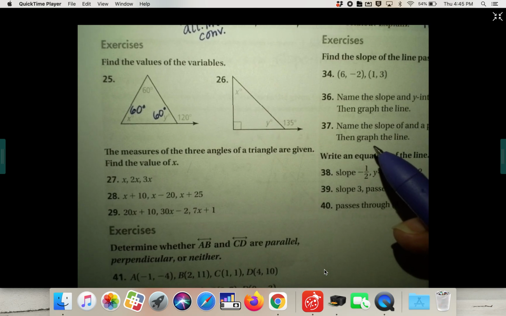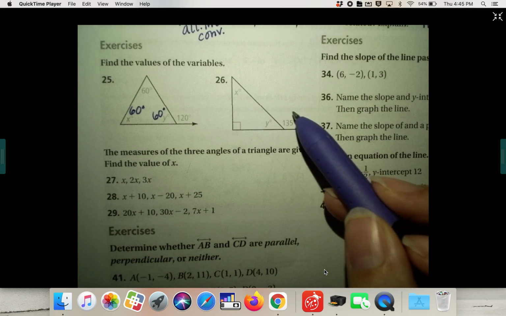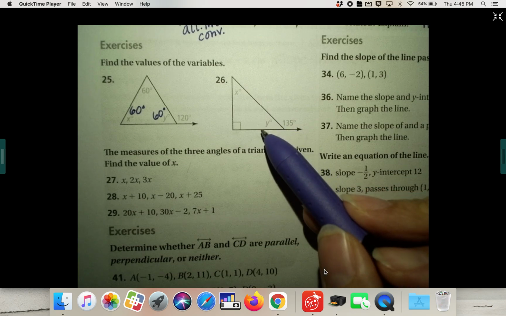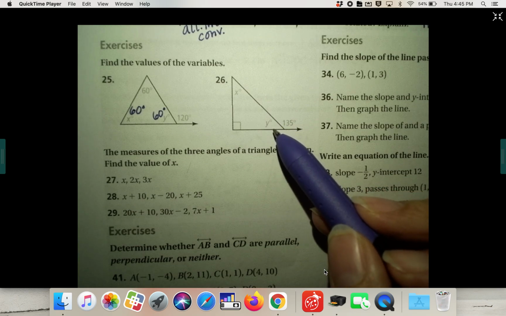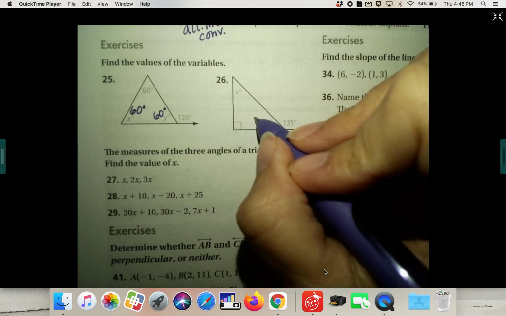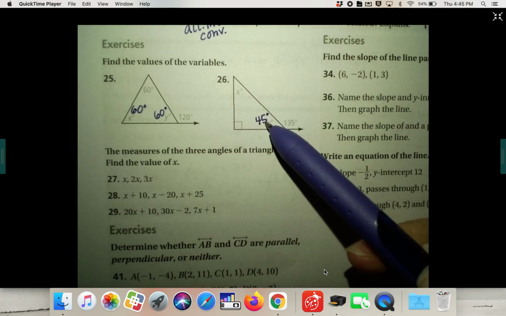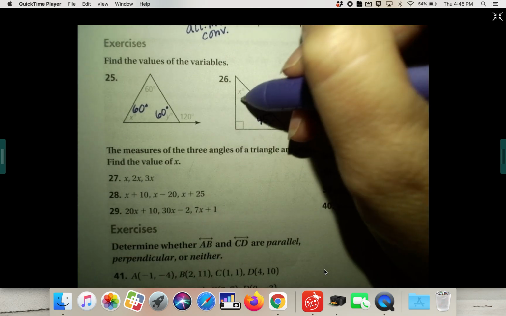I think I am going to use the linear pair first. So 135 from 180 leaves 45, I believe. And then 45 plus 90 would mean x would also be 45.